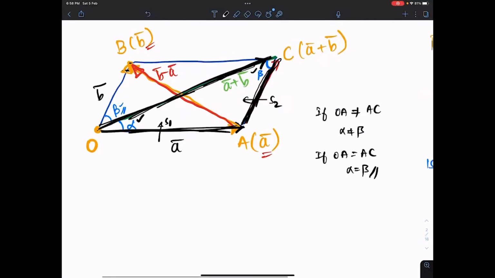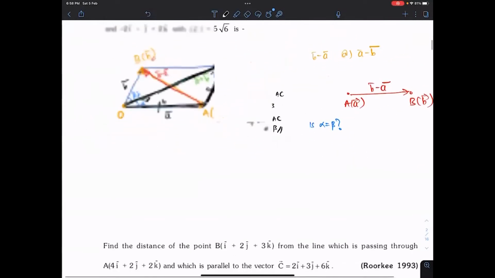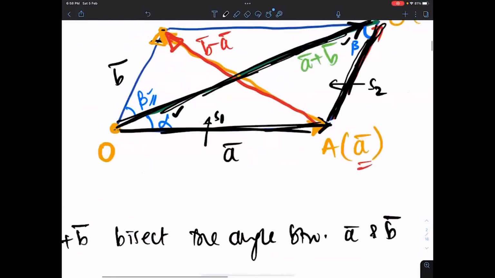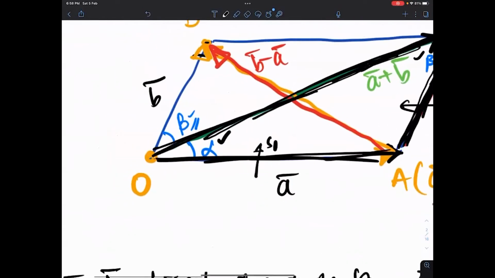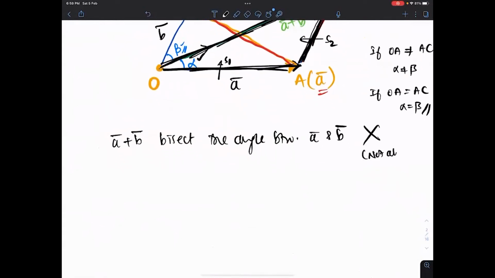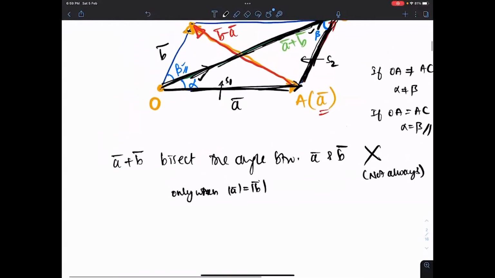Okay. Now, if I ask you a question now, does A bar plus B bar bisect the angle between A bar and B bar? That means A bar plus B bar, is it dividing the angle between A bar and B bar? No, not always. Only when mod A bar equals mod B bar, that's all. Okay, that point you remember.